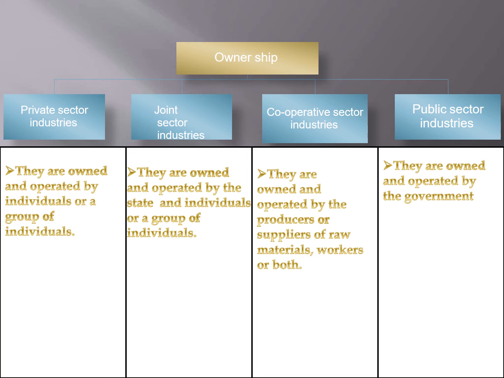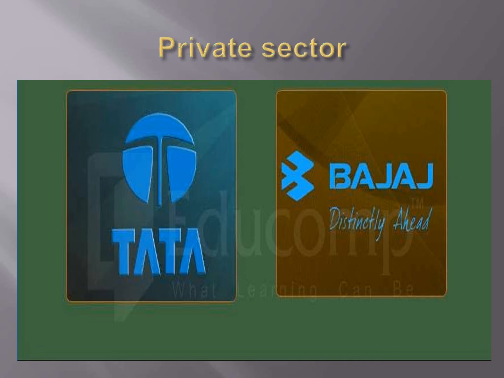So private sector is owned by private individuals. Joint sector is operated by the state and the individuals or a group of individuals. Cooperative sector is owned and operated by producers or suppliers of raw materials or both. And the name itself is telling that public sector means it is operated by the government. These are the examples.